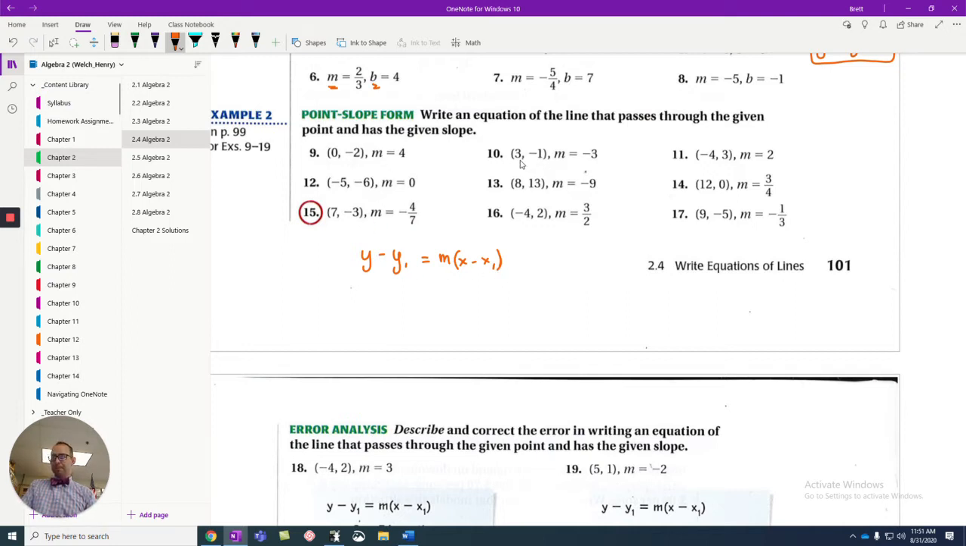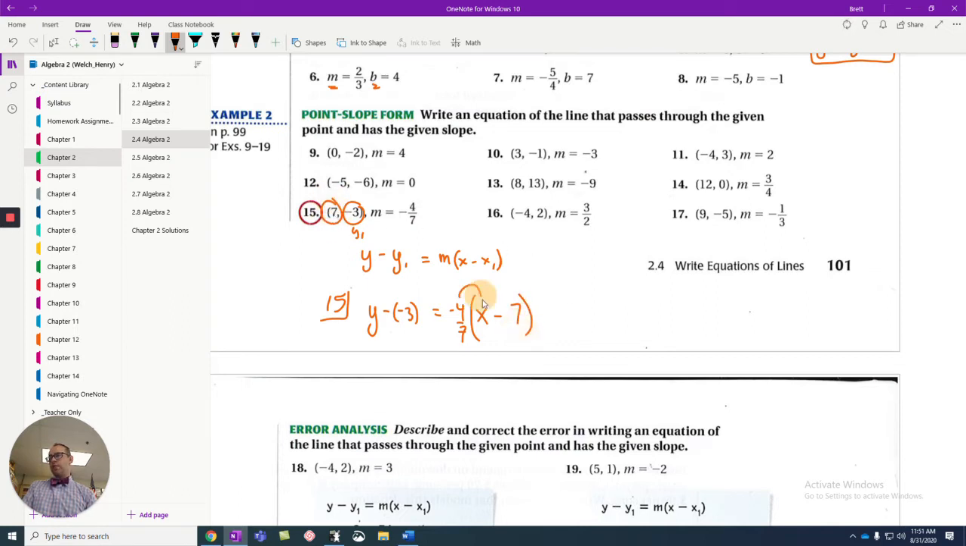So looking here at, let's say, number 15. On number 15 here, we would have y minus, and now we're going to look for a value from an ordered pair. We have -3, so I'm going to put parentheses -3. That's my y value, y1, equals m, which is -4/7, times x is just the variable x, minus whatever my x1 is, which is 7.